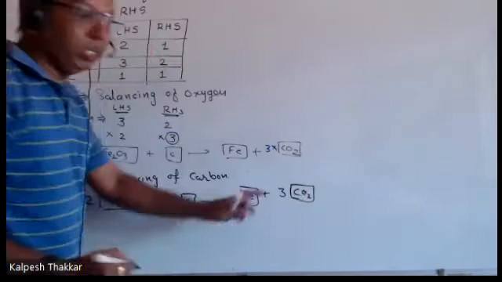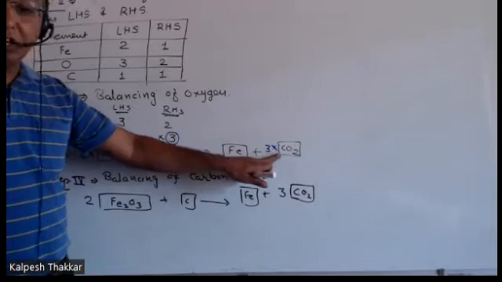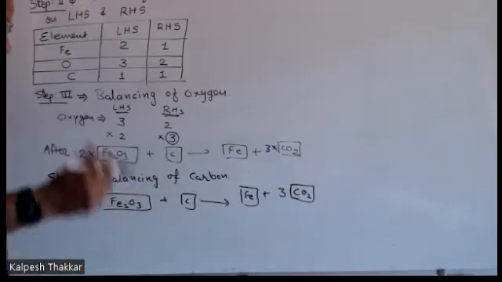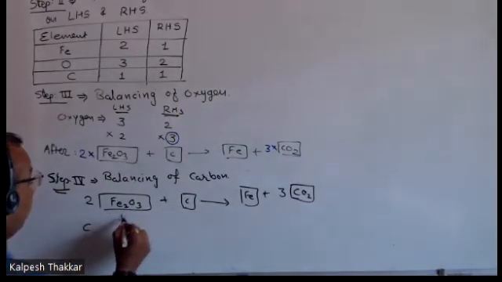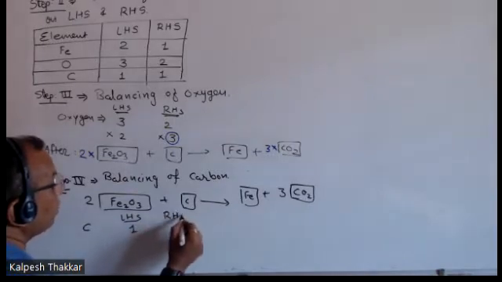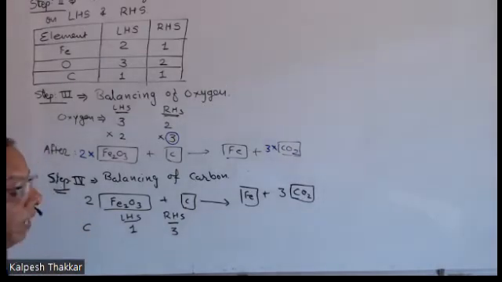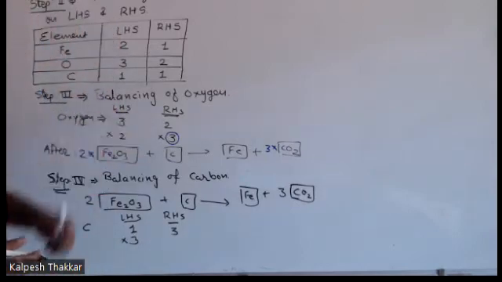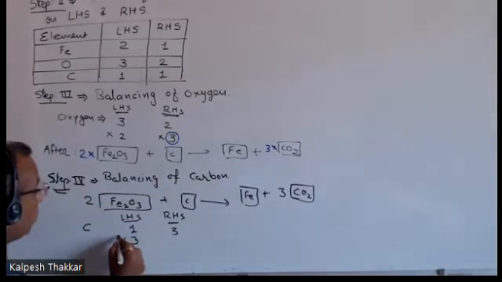Friends, whatever you change here, this change is to be carried forward. For example, I multiplied by 3, so this 3 is to be carried forward for the next steps also. Now, how many carbons are there? The carbon atom on the left hand side is only 1, and on the right hand side 3 carbons are there. So this balancing is easy. Why? Because this is to be multiplied by 3 and we will obtain an equal number of carbons on both sides. So this is only one multiplication we are going to apply.